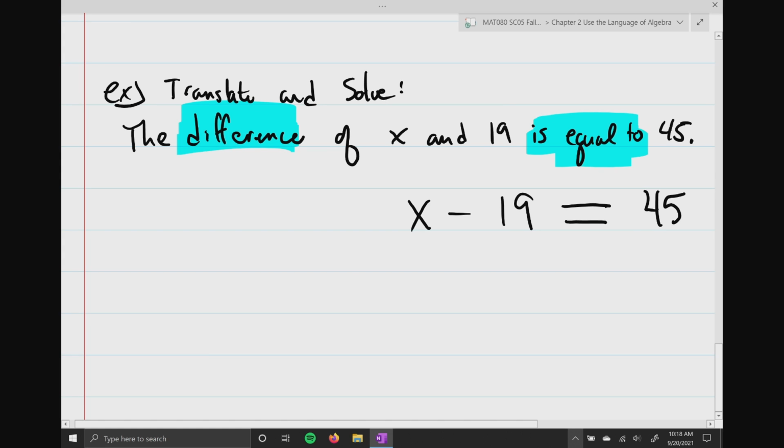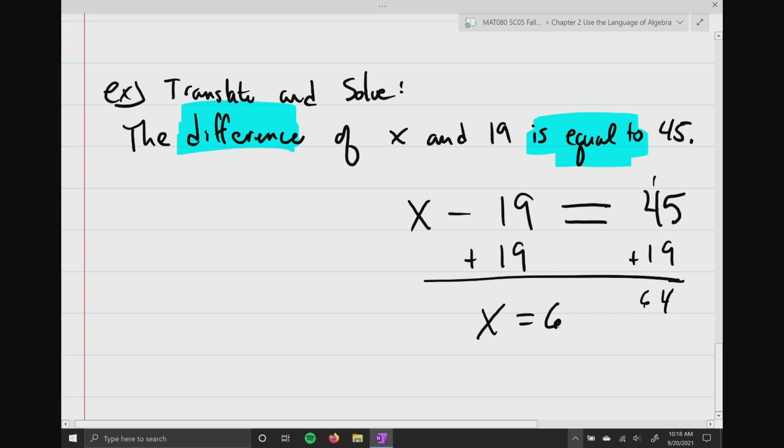So now all I have to do is just solve this by adding 19 to both sides. So x equals, let's see, 5 plus 9 is 14. Carry the 1. 4 plus 1 is 5. Plus 1 more is 6. So x equals 64.